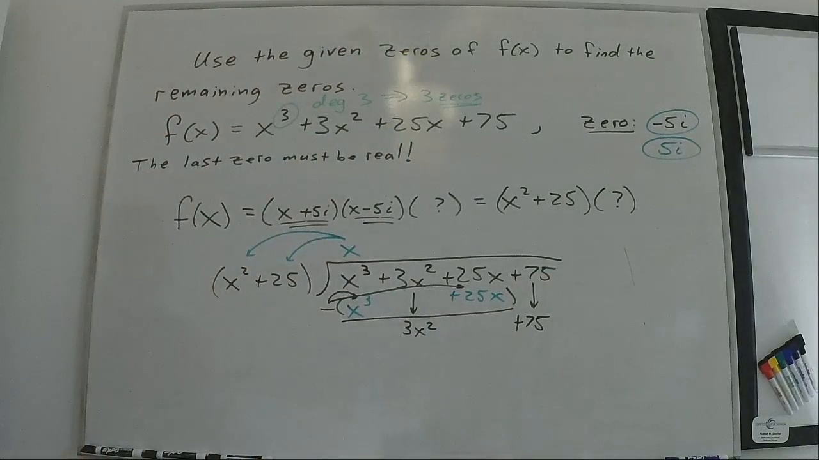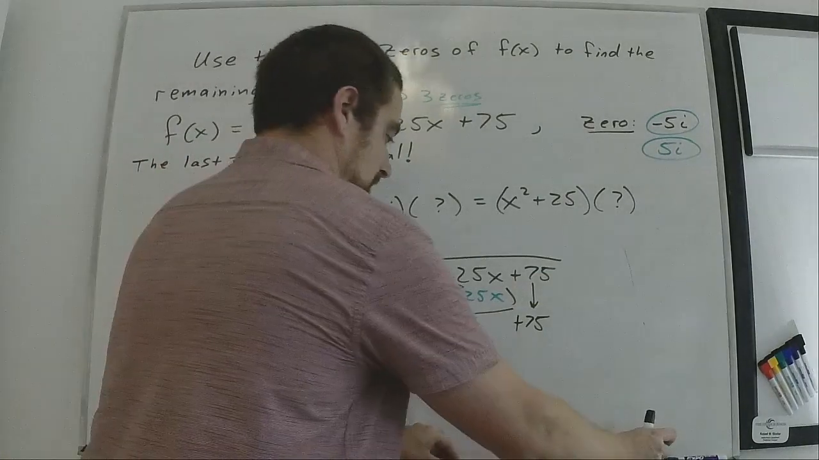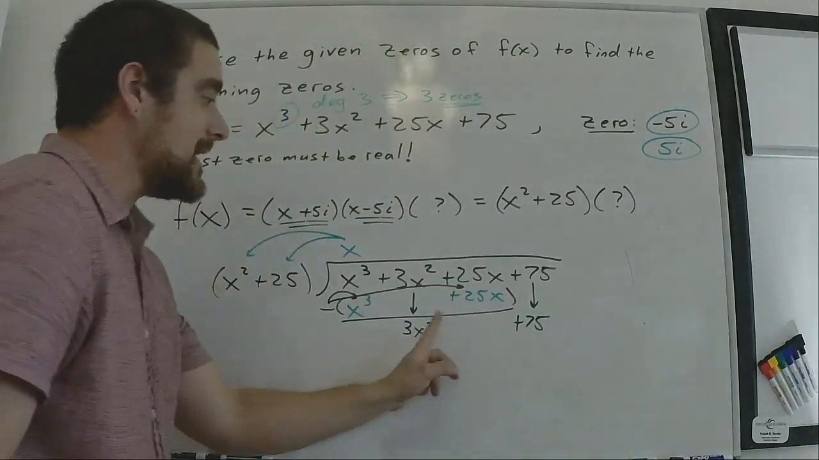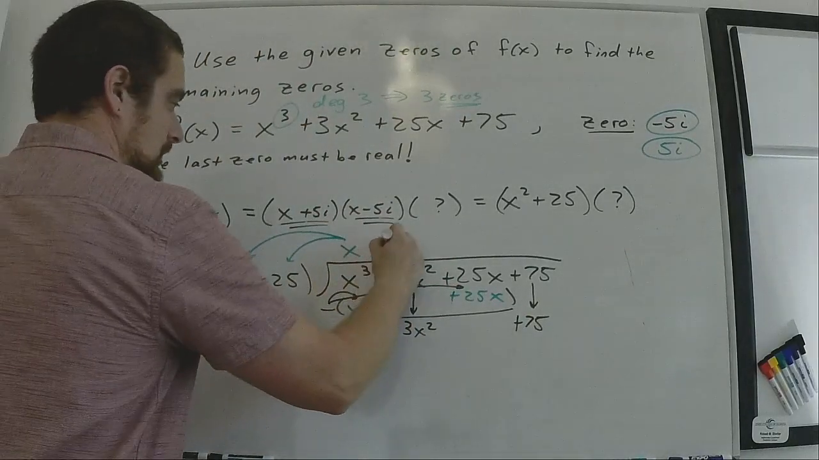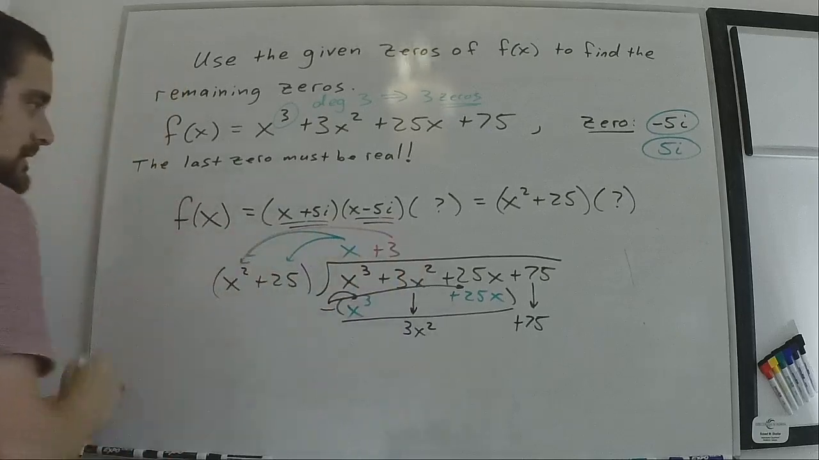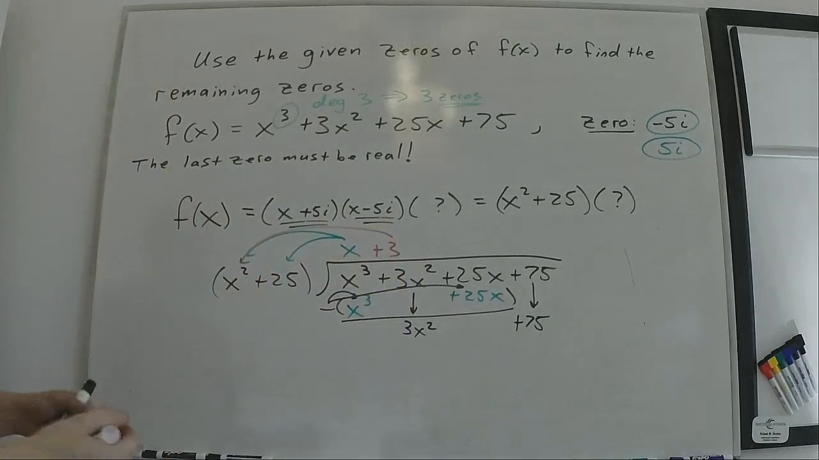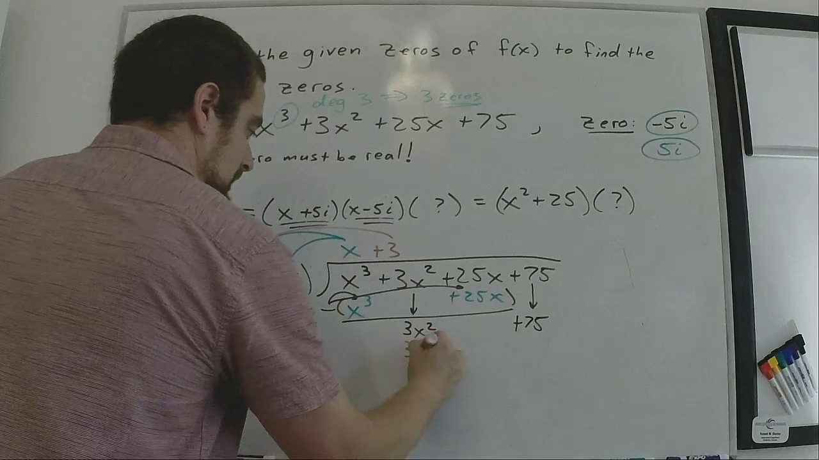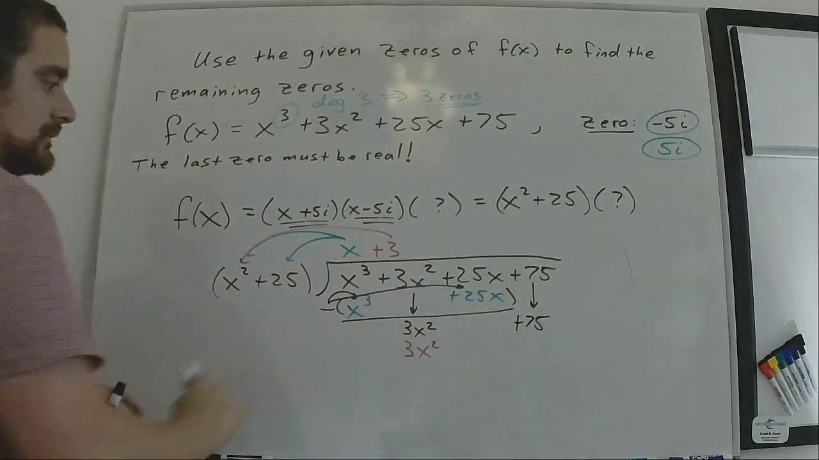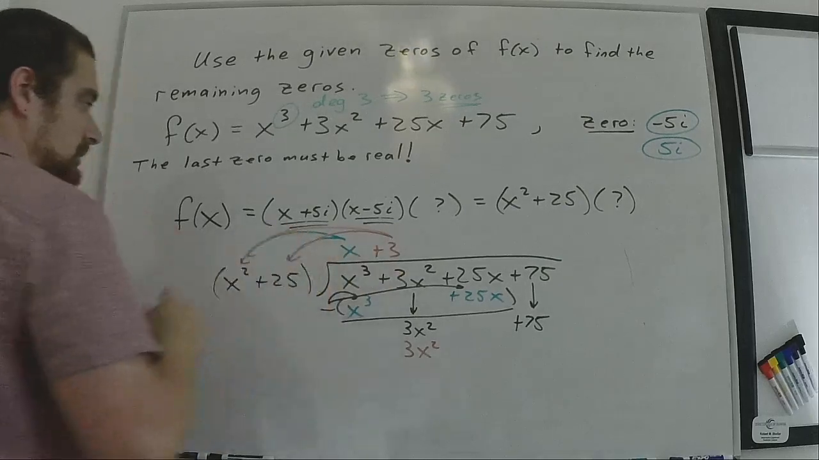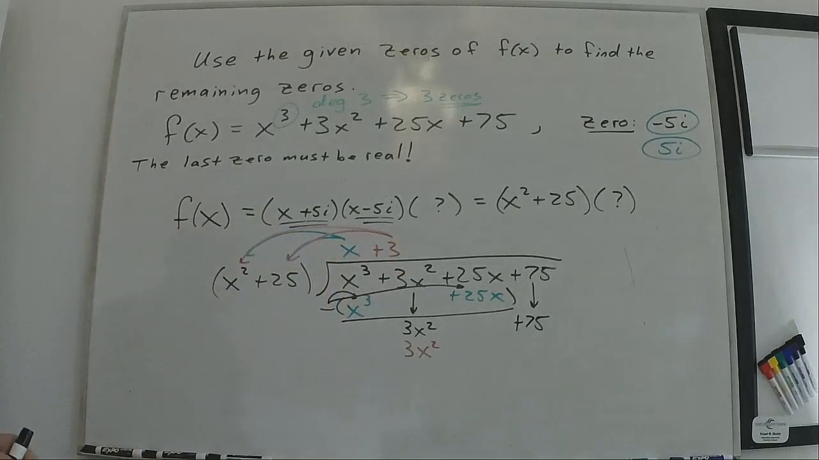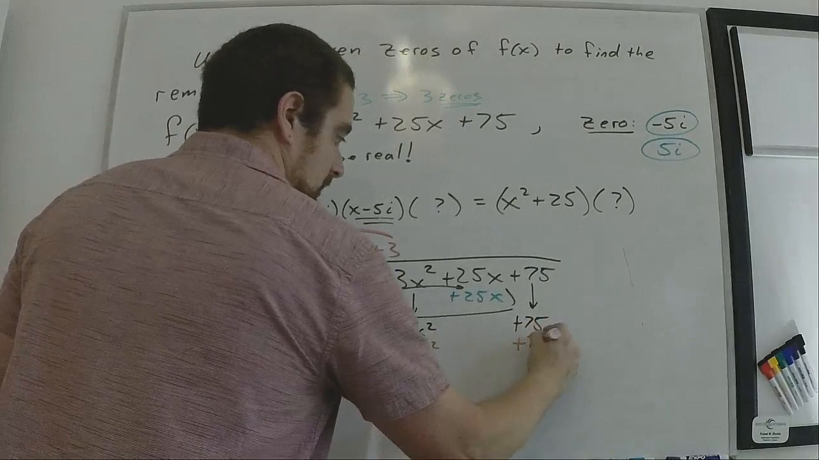Is there anything I can do to still divide x squared plus 25 into 3x squared plus 75? And the answer is yes, I can do it another 3 times. So I can multiply 3 times x squared. That generates 3x squared. And that means x squared can go into 3x squared another 3 times. But again, it's a binomial. So I have to do 3 times 25. That is 75. So we're getting a little lucky there.